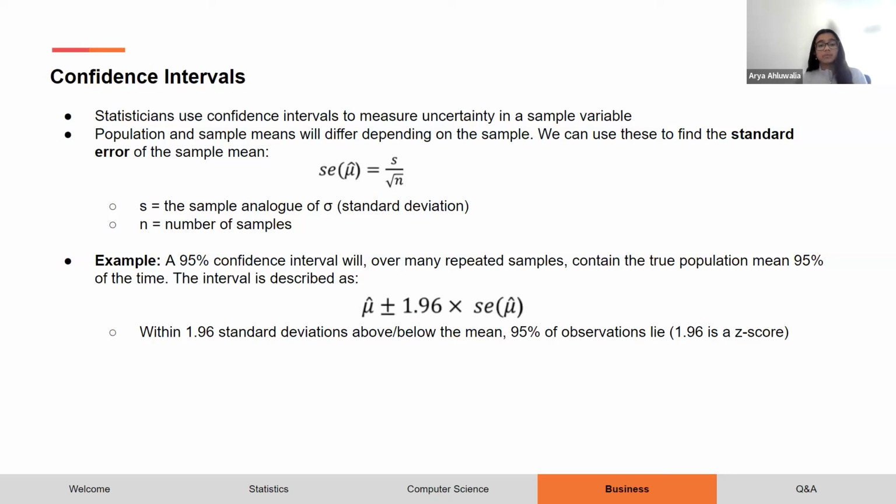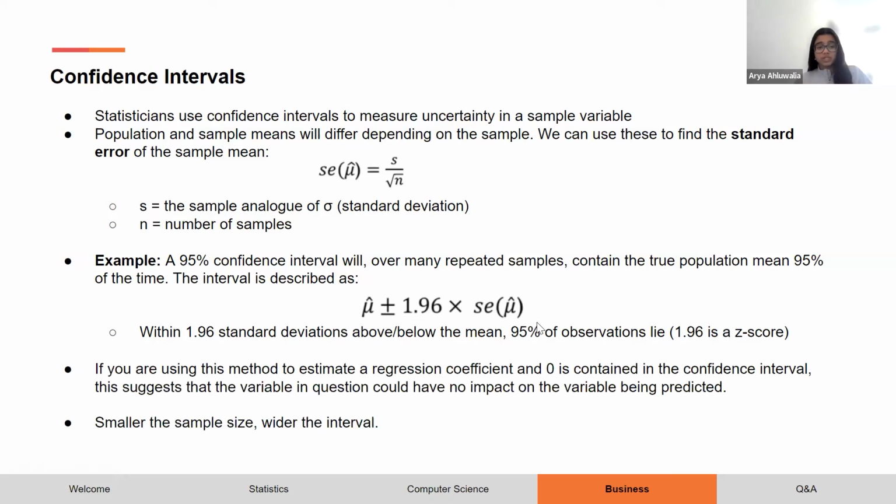So for example, a 95% confidence interval will, over many repeated samples, contain the true population mean 95% of the time. So why we have a plus minus here is that we're actually getting 2 values to be the endpoints of our intervals. The 1.96 here is a Z-score because it means you are within 1.96 standard deviations of the mean, which is where 95% of your observations lie.